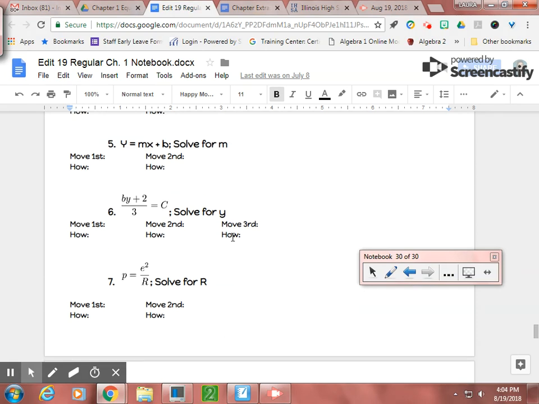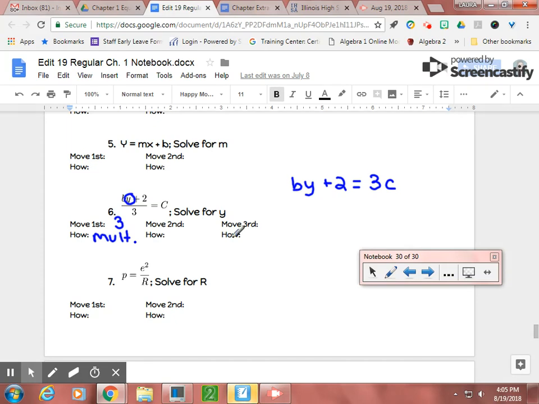Okay, number 6. In this one, we're solving for y. So we need to move a whole bunch of stuff first. So the first thing we need to do is get rid of the fraction. So we need to move the 3 to begin with. And it says divided by 3. So we want to multiply that to the other side. So now you have b times y plus 2 equals 3 times c, which is just 3c.